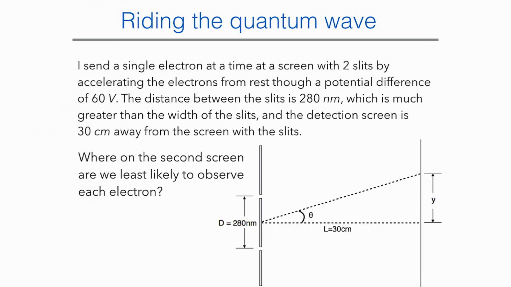I send a single electron at a time at a screen with two slits by accelerating the electrons from rest through a potential difference of 60 volts. The distance between the slits is 280 nanometers, which is much greater than the width of the slits, and the detection screen is 30 centimeters away from the screen with the slits. Where on the second screen are we least likely to observe each electron?